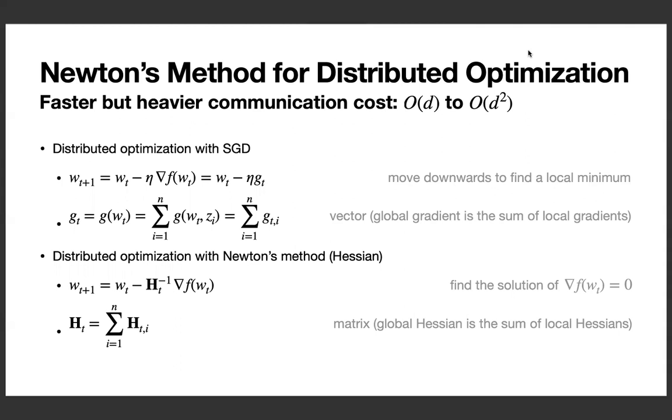Newton's method is known to find the optimal W faster than SGD. But the problem is that Hessian is a matrix, while gradient is a vector. Therefore, if we want to collect this information from multiple devices, the communication overhead becomes big O of d squared instead of d.